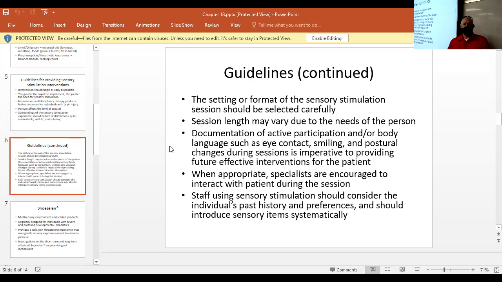Staff using sensory stimulation should consider the individual's past history and preferences and should introduce sensory items systematically. We talked about that bombardment thing, that overload situation. That's why you want to introduce things systematically. You wouldn't want to just bring a client into a room with Metallica playing and strobe lights and squirt guns shooting across the room and things flopping. It would just be too much. You're talking about someone who often can't deal with their senses and the feelings that they give them. So start out slow, give them a couple of things, and then introduce more as they become familiar and comfortable with what you've given them. Does this make sense so far? Y'all following?